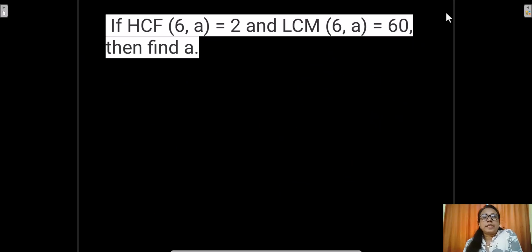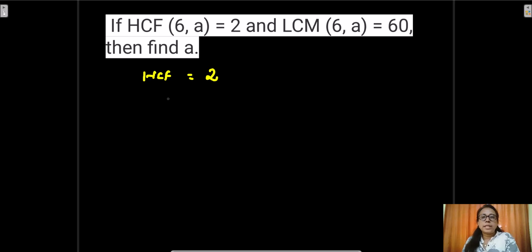Now we'll see the next question. If the HCF of 6 comma A is given, HCF is equal to 2. We are given two numbers, 6 and A. We don't know what is the value of A. Two numbers are 6 and A, and the HCF of those numbers is equal to 2.